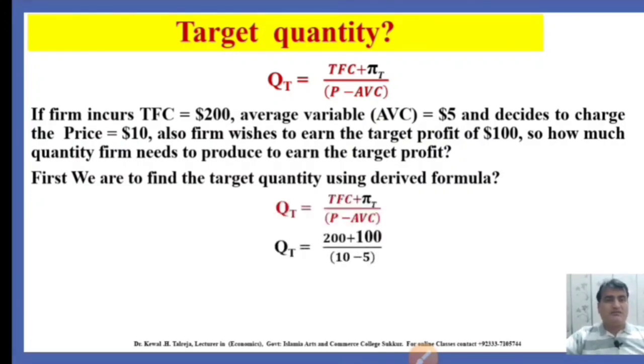So the total fixed cost is $200 and the targeted profit is $100, whereas the price is $10 and the average variable cost is $5. By solving it, we get the target quantity of 60 units. In order to earn the target profit of $100, the firm needs to produce the target quantity of 60 units. Now we shall verify whether this quantity assures the firm the target profit or not.